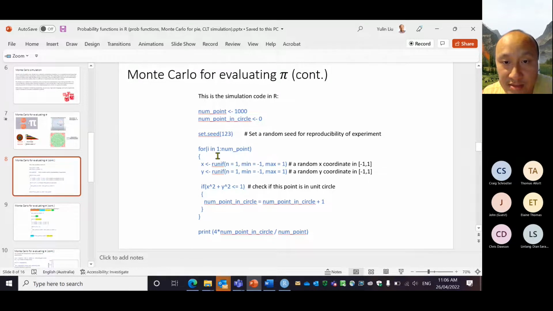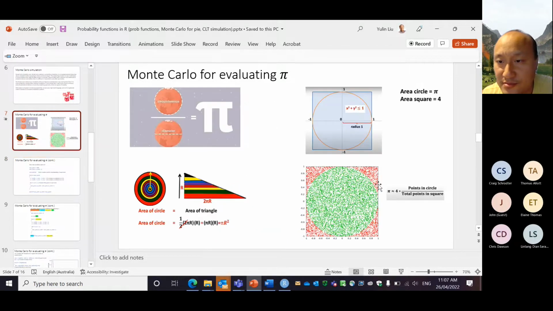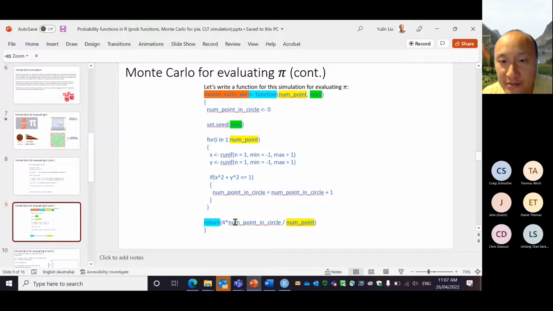I generate 1,000 random points using the for loop from 1 to 1,000. For every generation of points, I do the same thing. You can see some points will be counted as in the circle, and some points will not be counted as in the circle. And after the whole looping, I can print out the ratio using this formula here: the ratio of points in the circle over the points in the whole area times 4. This formula comes from the setup of the experiment here. That number will be our evaluation of the pi value.